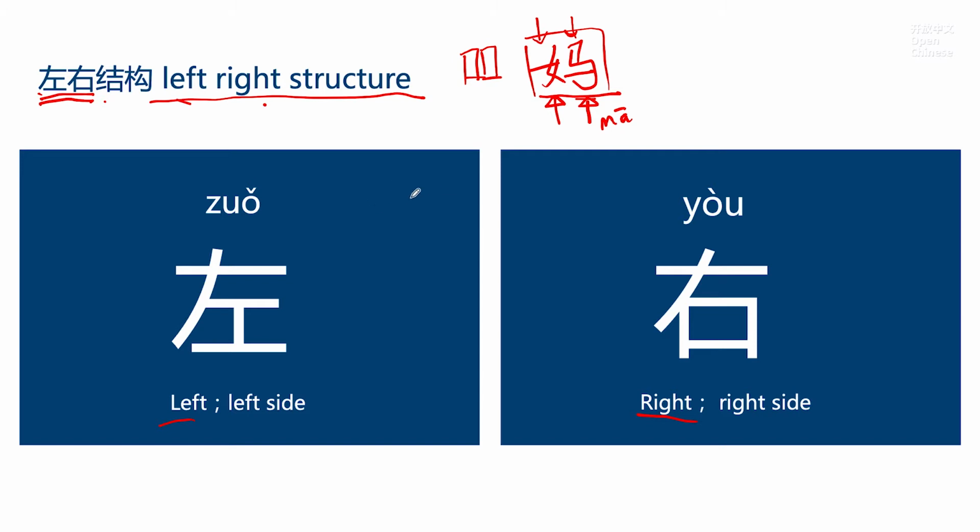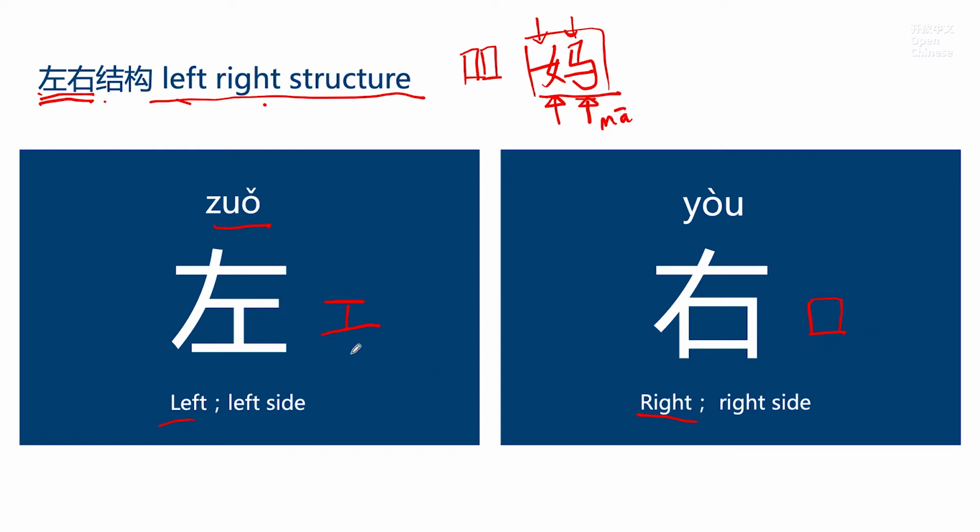So we have to learn what is left and what is right in Chinese. Left is 左, the right is 右. They look pretty similar, but also very different. 左 has a 工 in the lower right part, and 右 has a 口 at the lower right part.